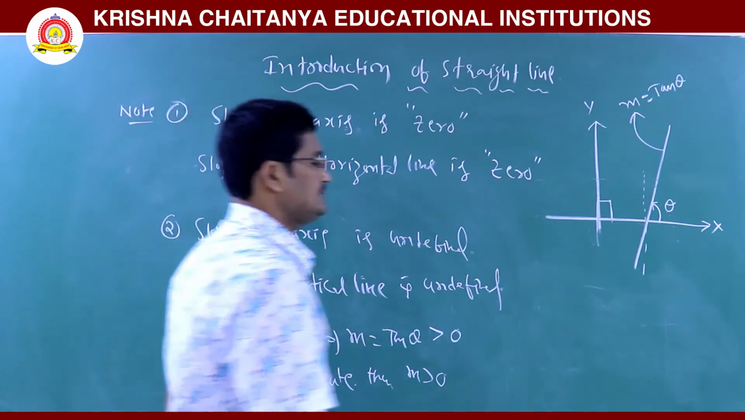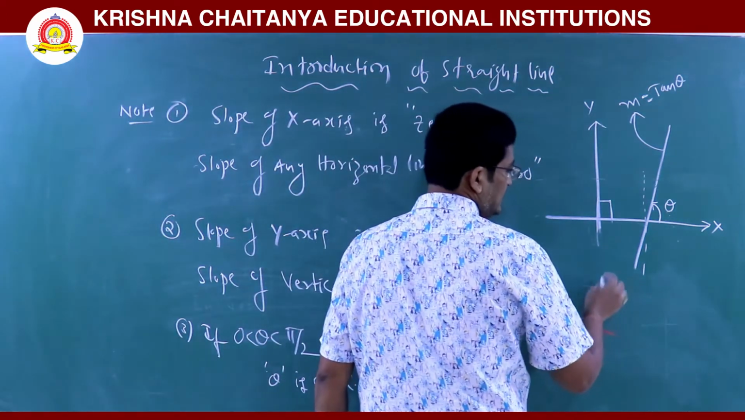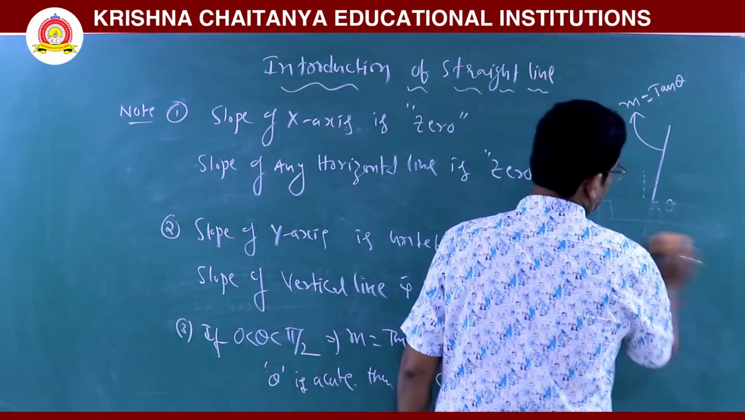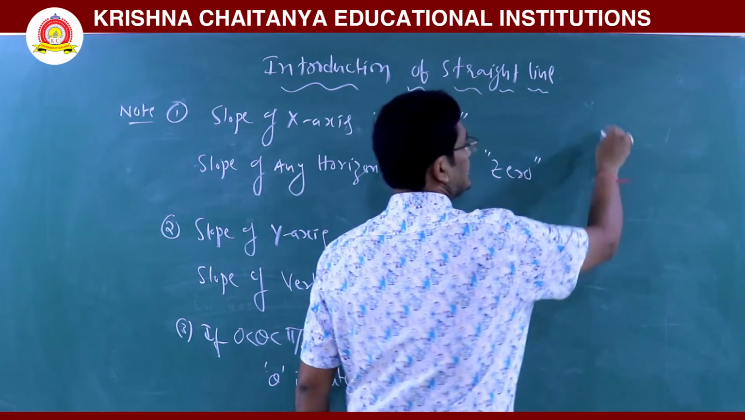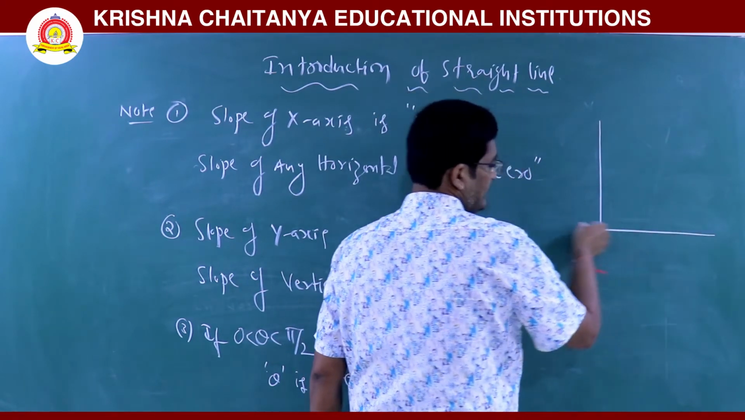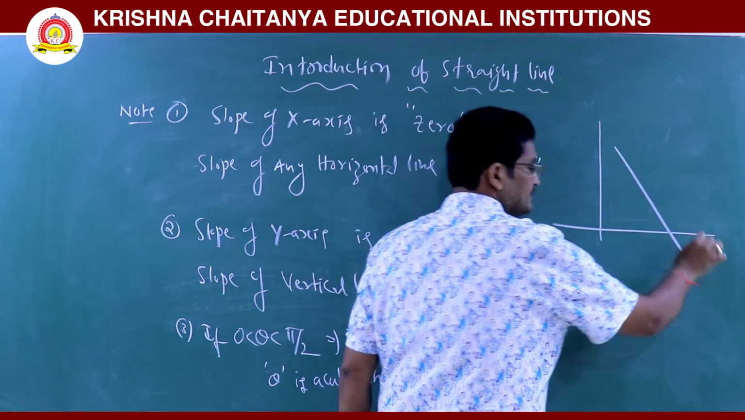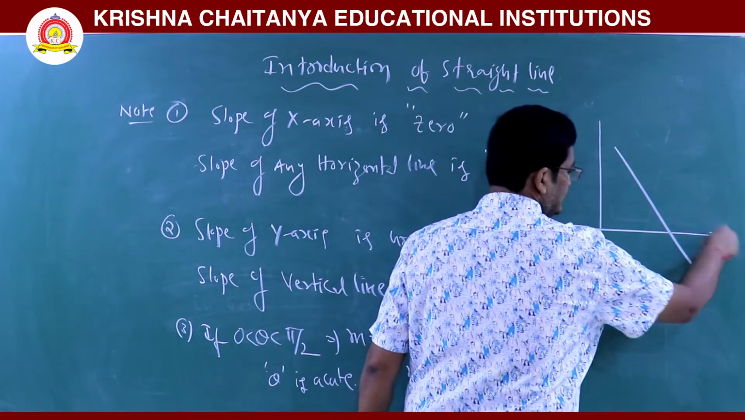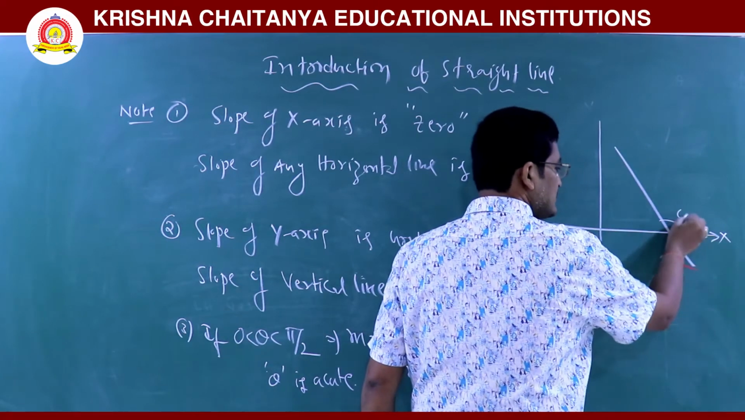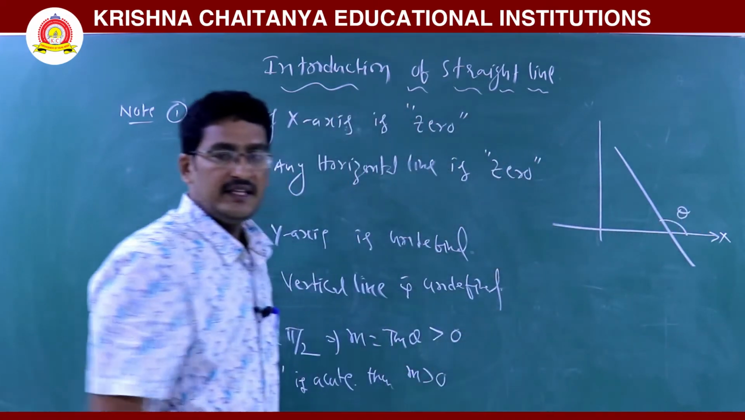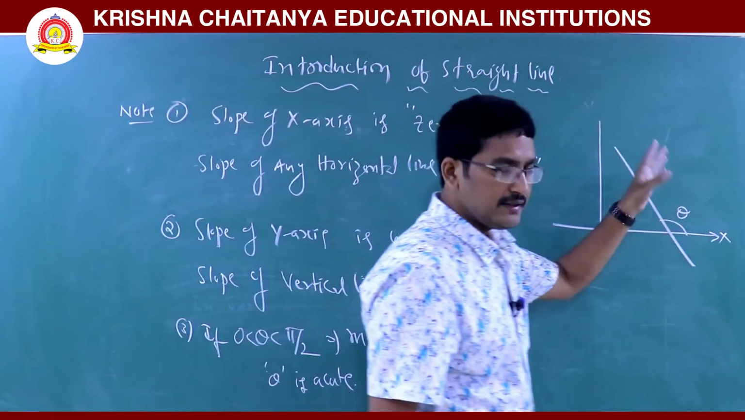Now the question is, suppose the line, see here, this is our coordinate system. Suppose the line should be like this. This is the x-axis, this is the transverse. What is the angle made by this line with the x-axis? Suppose theta. What about theta? It is clear that theta is greater than 90.